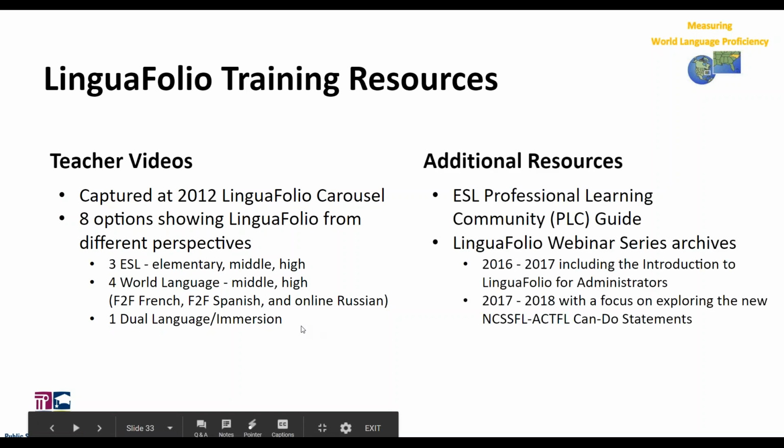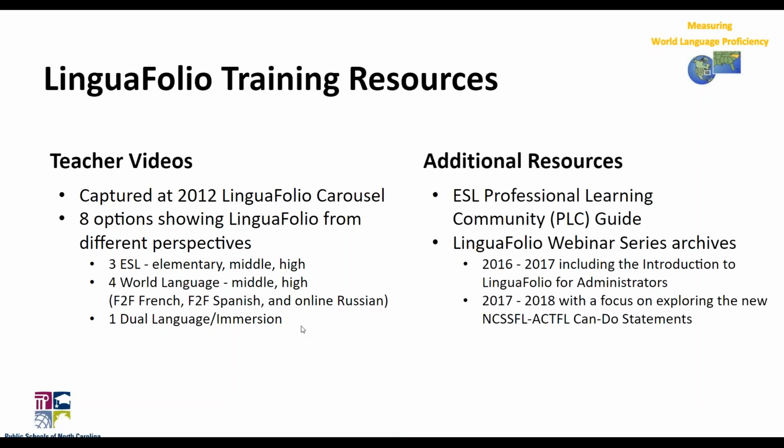In addition, we've provided several other resources that, again, are going to be available on the LinguaFolio section of our World Languages website soon. There's an ESL Professional Learning Community, or PLC, guide that's been developed, and that was right out of the 7 online modules, and it was a way to make it more user-friendly to do the modules, let's say, within a PLC and do them as a group, as opposed to doing the modules individually.